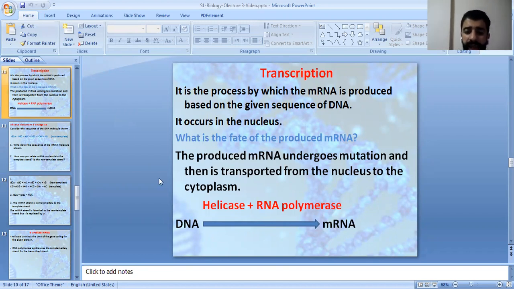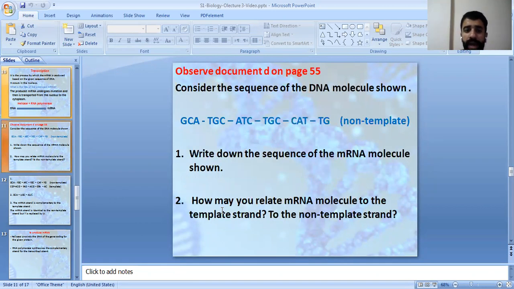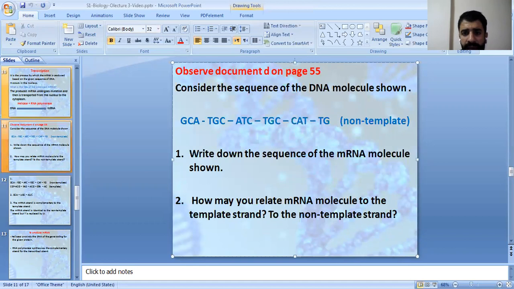So what happens? DNA, by the process of transcription, will form what is known as mRNA. mRNA is formed under the action of two enzymes, helicase and RNA polymerase. What is the action of helicase? Helicase unwinds the DNA coding for the protein. Unwinding means that it moves the two strands away from each other. RNA polymerase will form the complementary strand. For example, in the first we have A, the complementary is T, then C, G, G, C, A, T, and so on.